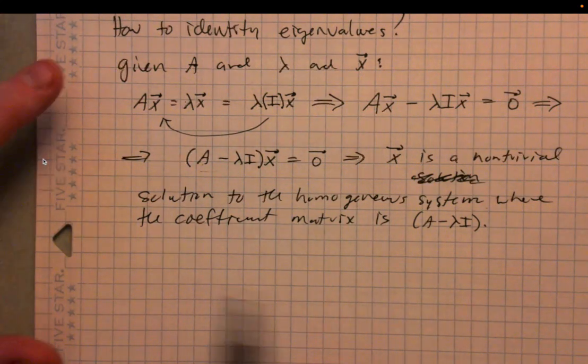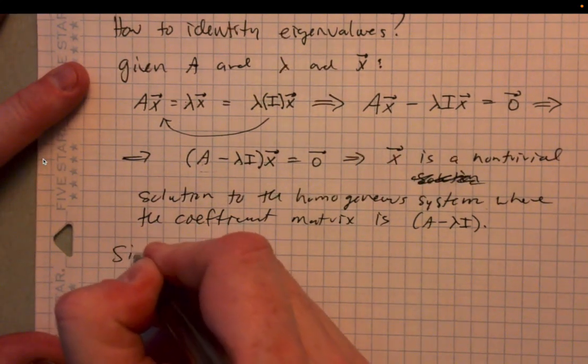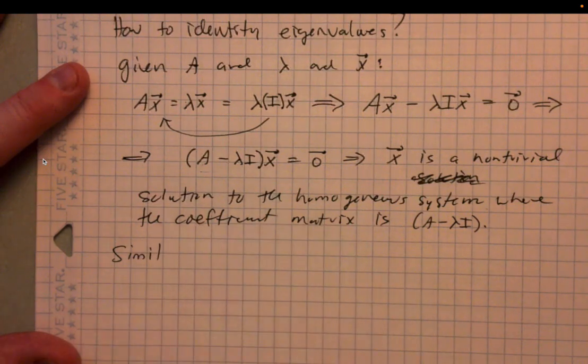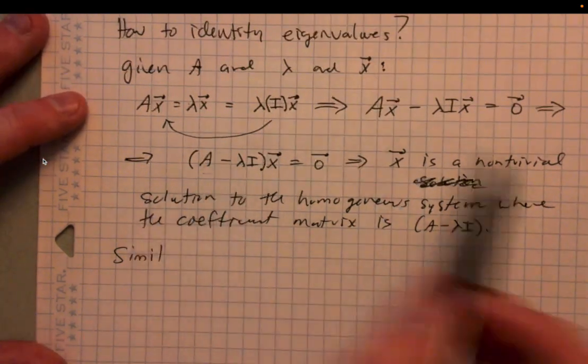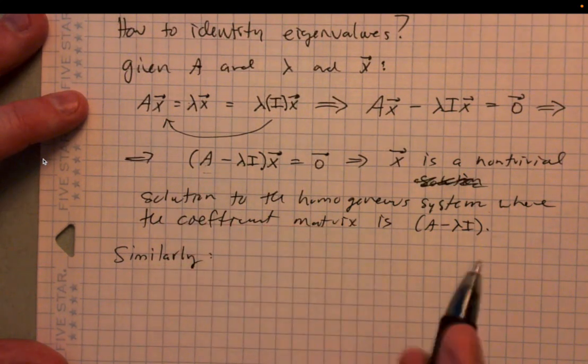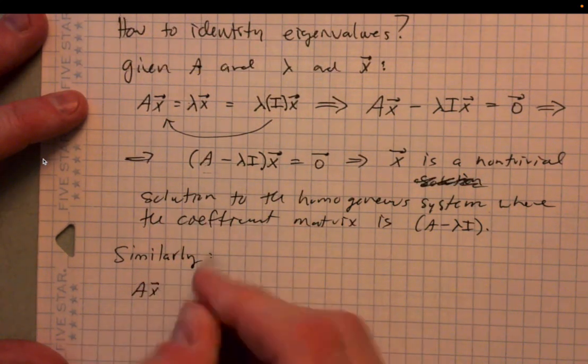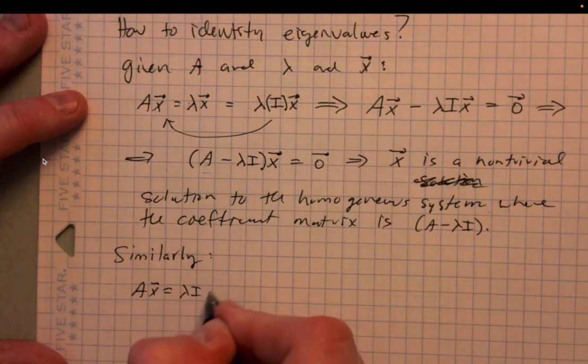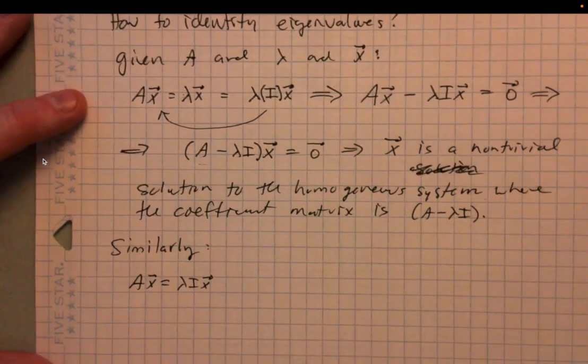Similarly, we could go the other way, and frequently books will differ in how they notate these things. So similarly, you could start from AX equals lambda IX, just stepping back to that.